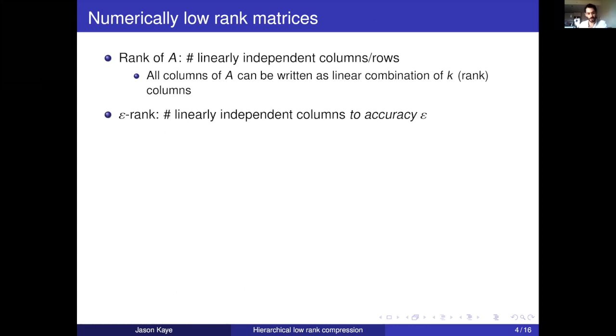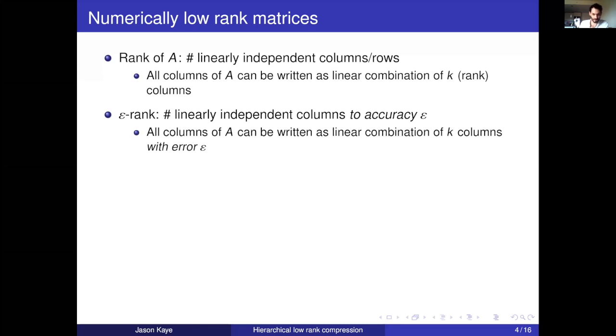So when we're on computers, we have to talk about epsilon rank, which is, loosely speaking, the number of linearly independent columns of your matrix to an accuracy epsilon. So without getting into specifics about norms, this just means that all of your columns can be written as a linear combination of K of them up to an error epsilon. So a numerically low rank matrix is a matrix with epsilon rank much, much smaller than the matrix dimension.